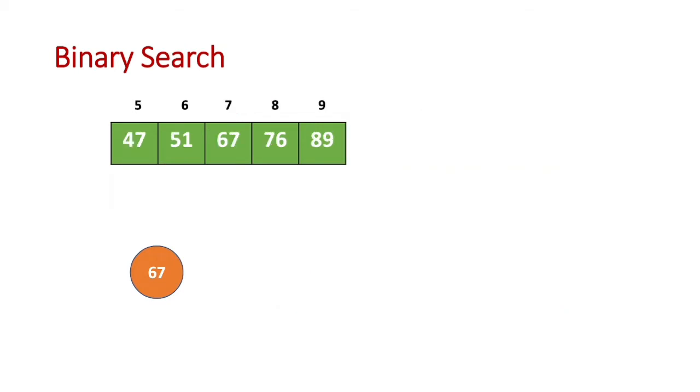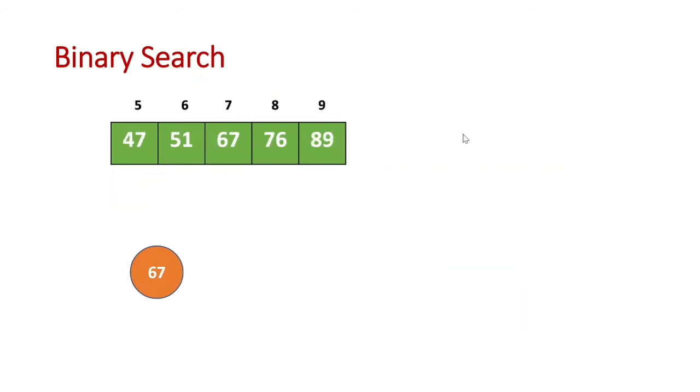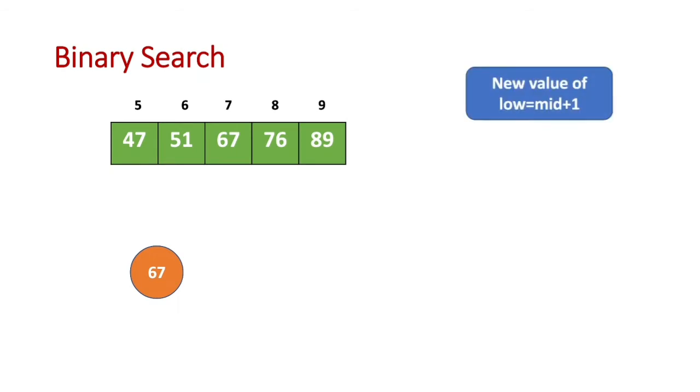We will be left over with the right hand side, which has the indices from 5 to 9. You can see from the previous slide that 33 is at index 4, right? So now the leftover portion is from 5 onwards, that is, from 5 to 9. We need to notice that now the value of low is mid plus 1. Mid was 4, and now the lowest index is 5, that is mid plus 1.